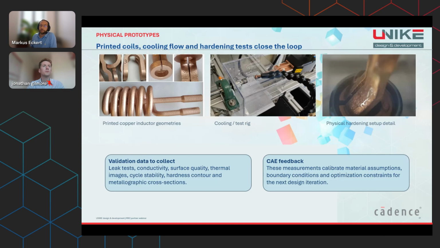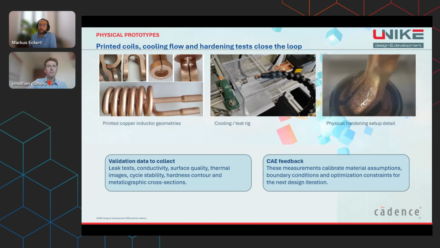At the end, the digital workflow has to be closed on the real component. The printed coils provide several levels of validation. First, we assess geometry, surface, density, and conductivity of the copper part. Second, we test cooling and leak tightness. In other words, whether the inductor can be reliably supplied with cooling medium during operation. Third, we compare actual hardening results, thermal observations, hardening contour, edge sections, and metallographic cross sections.